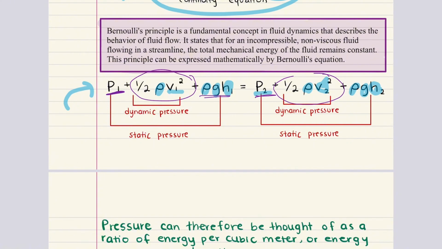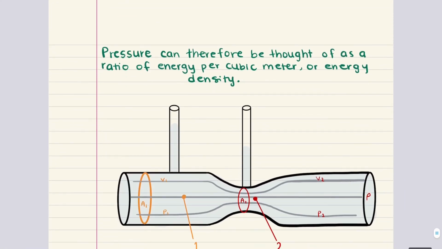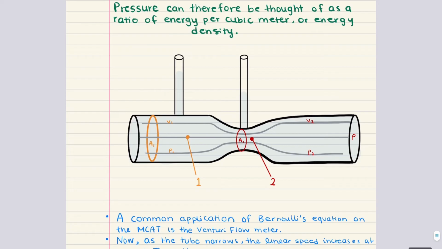According to Bernoulli's principle, the sum of these three forms of energy, pressure energy, kinetic energy, and potential energy, remain constant along a streamline. This means that if a fluid speeds up, its kinetic energy increases, and to compensate, its pressure or height must decrease. Now, one of the most intriguing applications of Bernoulli's principle is seen in the venturi effect.